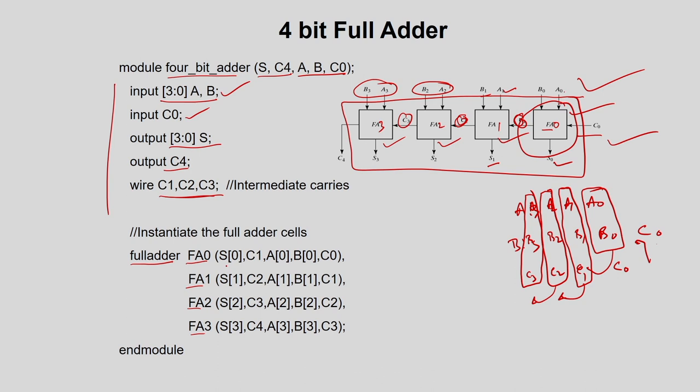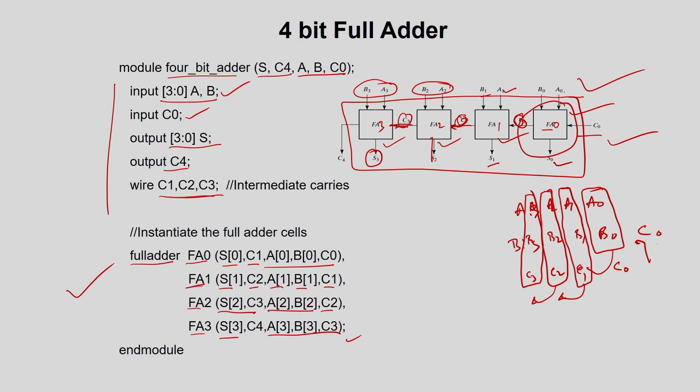And the connections are very simple, right. A0, B0 and C0, output is C1, S0. For FA1, it is A1, B1 and C1, output is S1 and C2, exactly the way I declared. Similarly for FA2, it is A2, B2 and C2, and output is C3, S2, right. And for FA3, it is A3, B3 and C3, and output is S3 and C4. So, if you just do this and run this, now you can add 4 bit numbers.